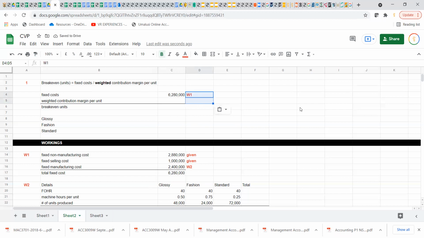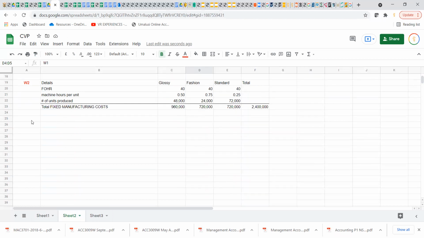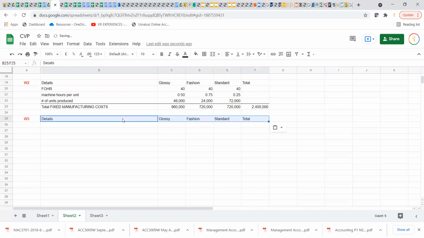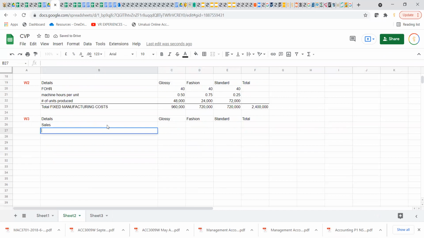Now we need to calculate weighted contribution margin. So working 3, weighted contribution margin. So we want contribution margin. What is contribution margin? Sales less total variable costs. Now, what's very important, you must have a look at how the question provides you with information. Remember, total variable cost is variable manufacturing costs plus variable non-manufacturing costs, right?